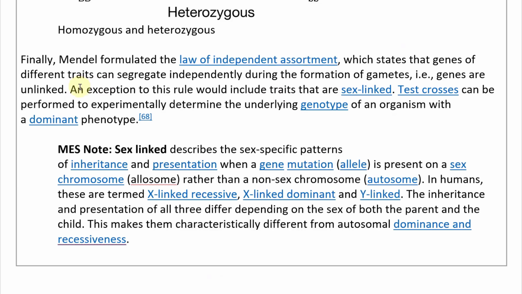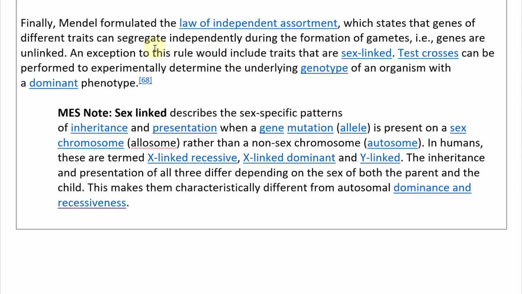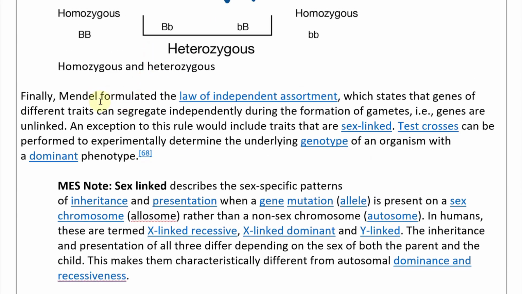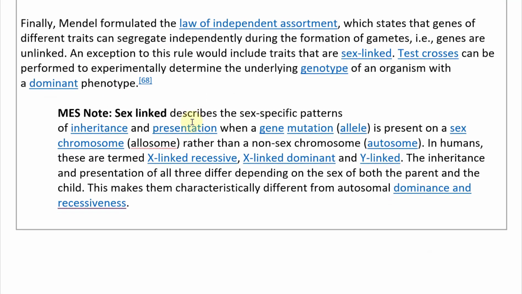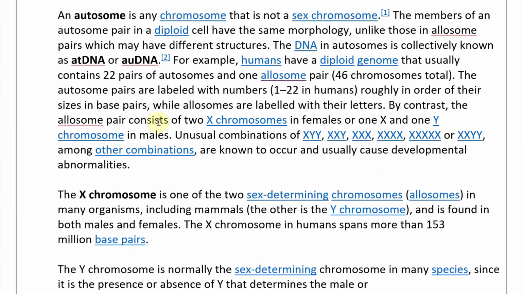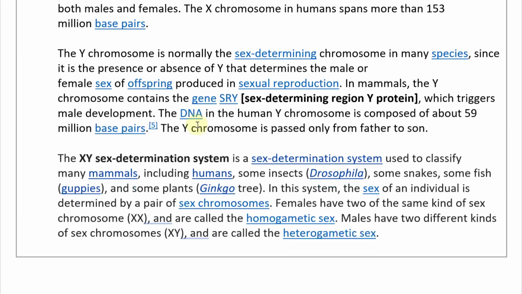And as stated here, an exception to the law of independent assortment would include traits that are sex-linked. So it depends on the gender of the child and the parent, whereas in most other cases, they're unlinked. It doesn't matter what the sex or gender of the parents and children is for pretty much most of the other traits, such as eye color and so on. But then there are specific traits that are sex-linked, such as the actual gender of the individual.